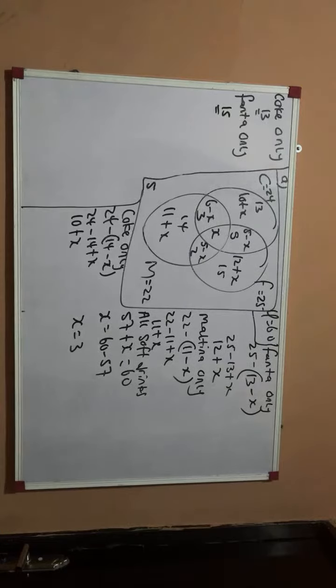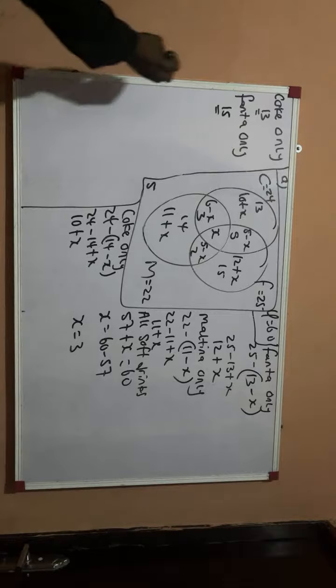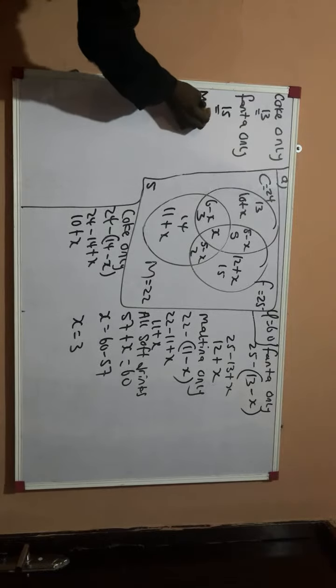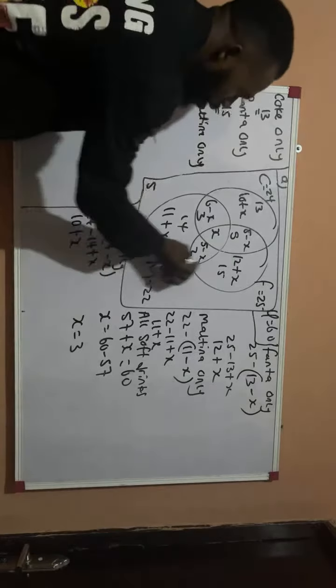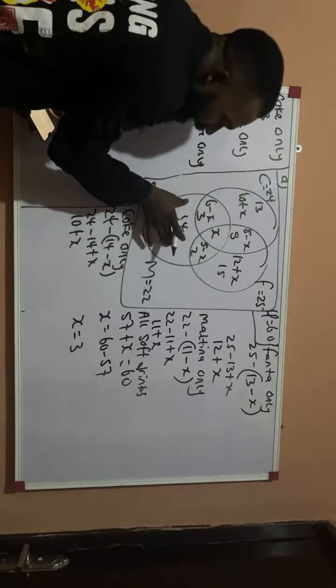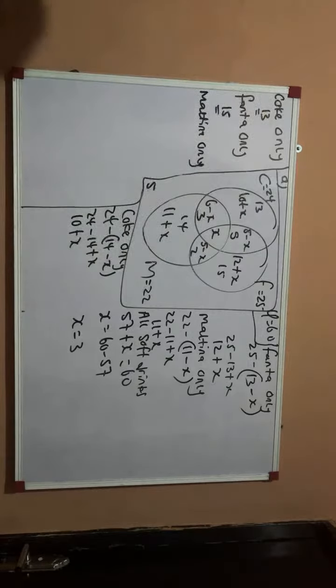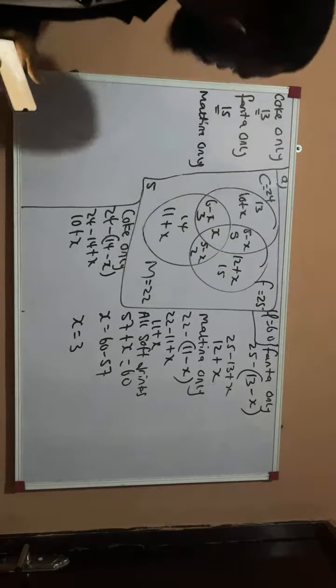And the next question they said is Maltina only. Now, this is the circle of Maltina, but in here is Maltina only. And what's Maltina only? As you can see, 14.